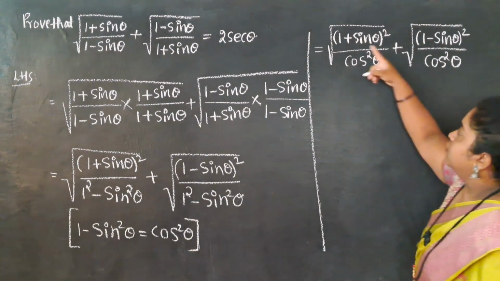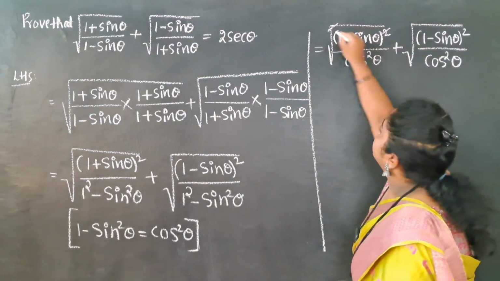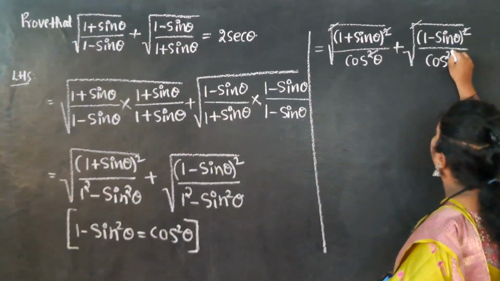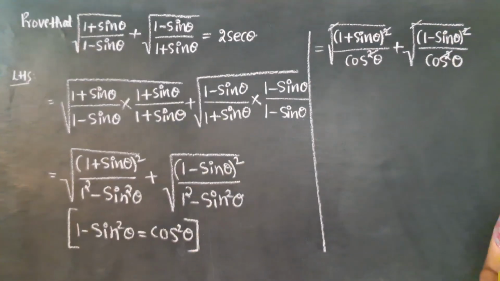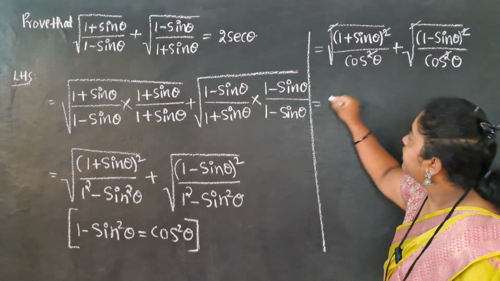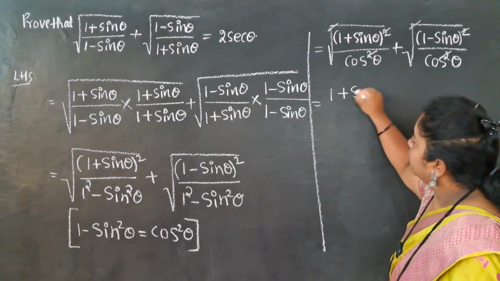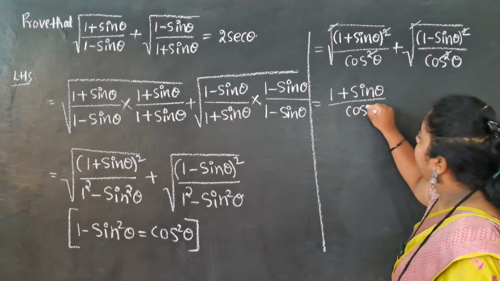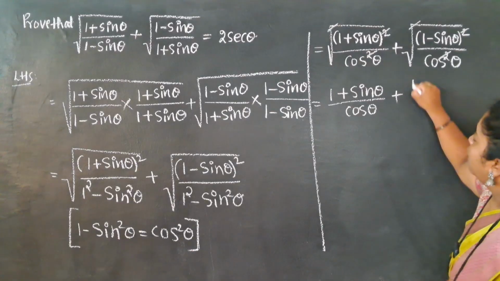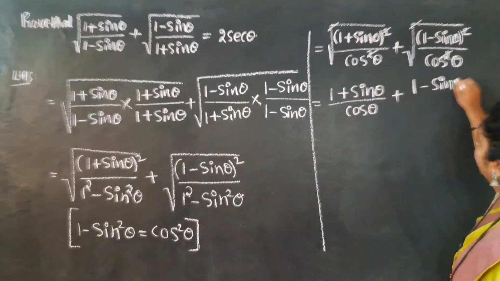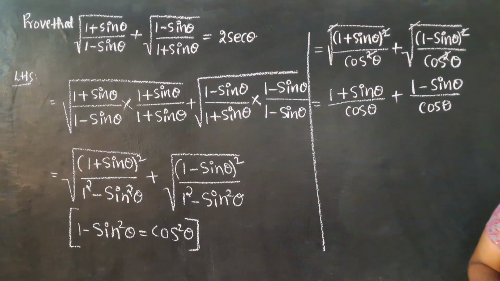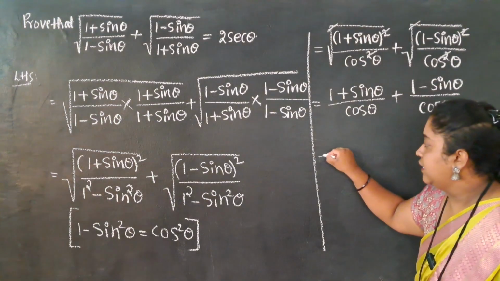Fine. Now, square and root all got cancelled. What am I left with, dear? I'm left with only (1 plus sine theta) divided by cos theta plus (1 minus sine theta) divided by cos theta. This is what I'm left with at the end. Okay. Now take the LCM.